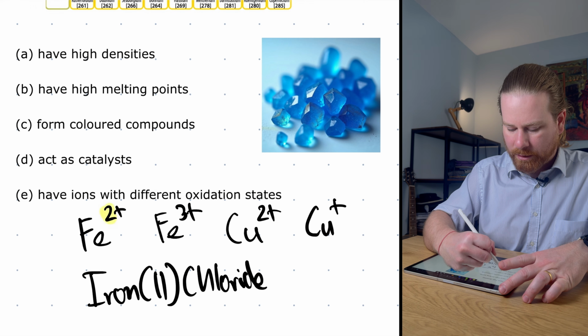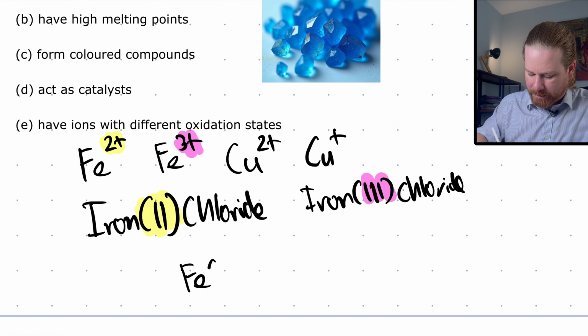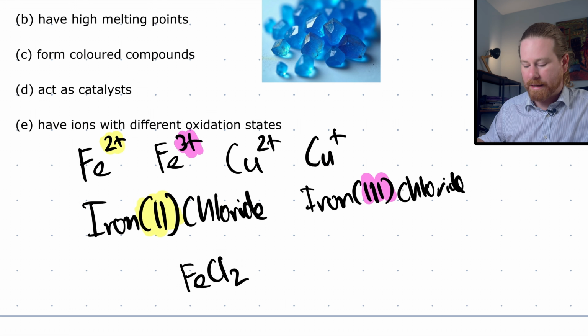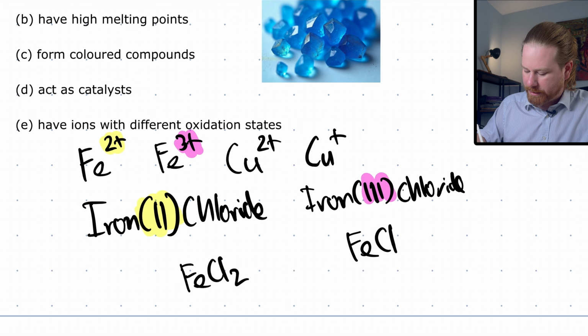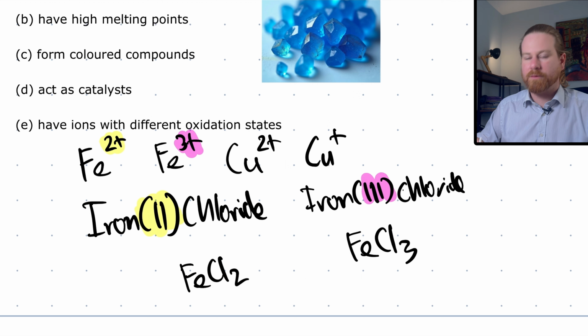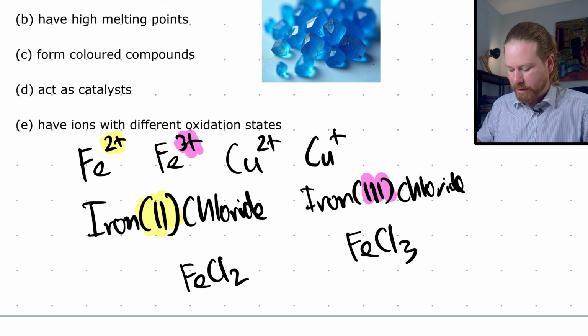So they're going to have slightly different formulas. So iron 2 chloride would be FeCl2, and iron 3 chloride would be FeCl3. And again, it's just from the swapping over valency method. This is how we've got these formulas here. So there we go. It's pretty fun, isn't it?